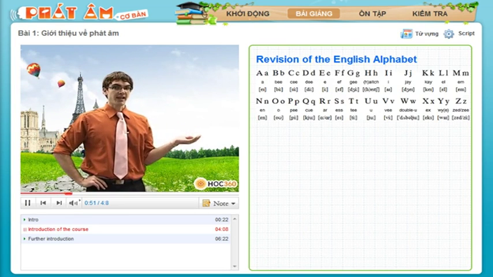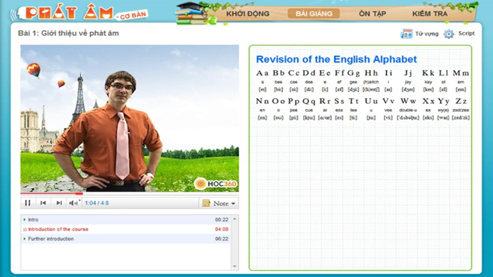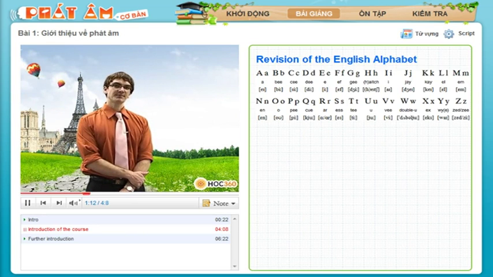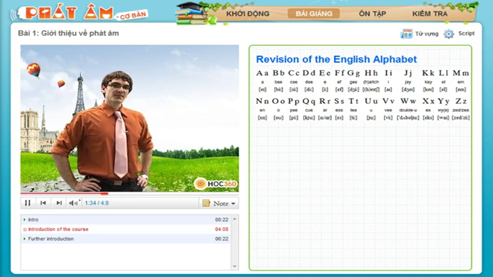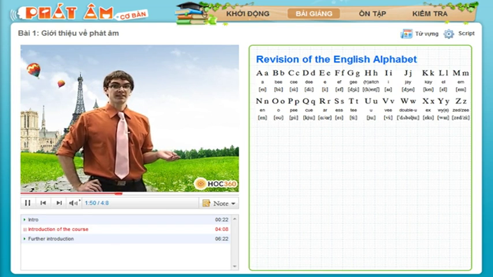What I think we should do now, just to get you familiar, is review the English alphabet one by one. A, B, C, D, E, F, G, H, I, J, K, L, M, N, O, P, Q, R, S, T, U, V, W, X, Y, and last but not least, Z.